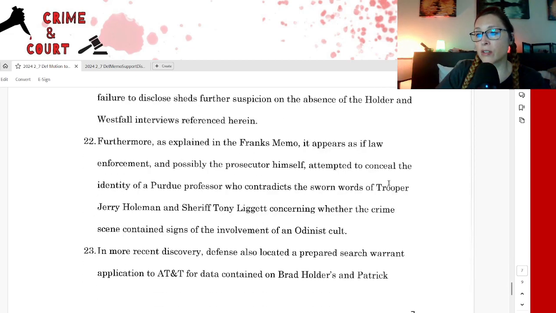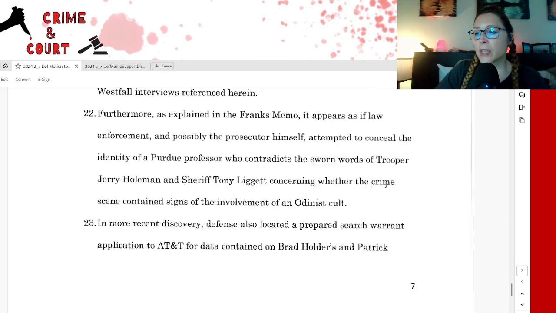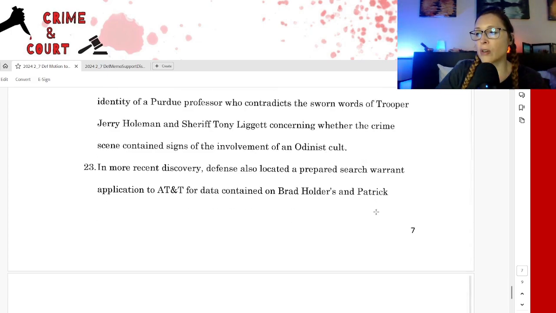So that's curious. Anyways, furthermore, as explained in the Franks memo, it appears as if law enforcement and possibly the prosecutor himself attempted to conceal the identity of a Purdue professor who contradicts the sworn words of Trooper Jerry Holman and Sheriff Tony Liggett concerning whether the crime scene contained signs of the involvement of an Odinist cult or religion or whatever you want to call it.